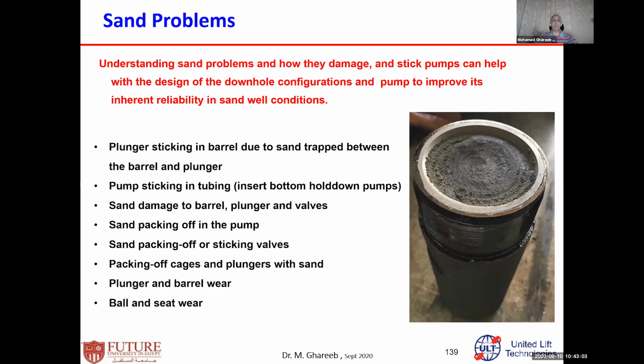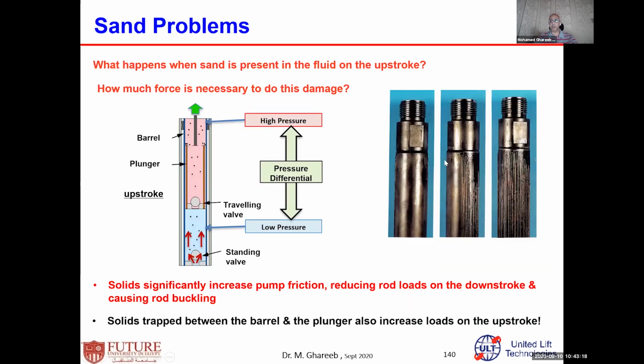Pump can be stuck inside the tubing, can create valve damage, can create plunger damage, can create a lot of damage. The pump valves are the standing valve, traveling valve, and so on. See, this is a plunger. A plunger usually comes smooth in this area.